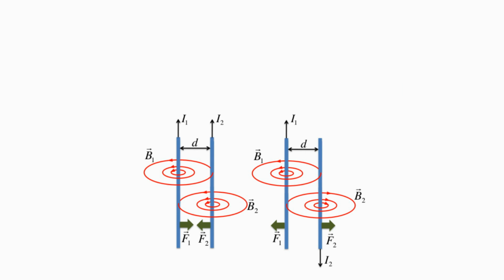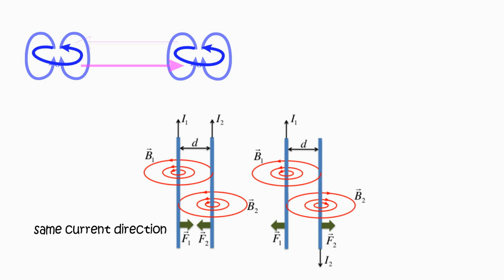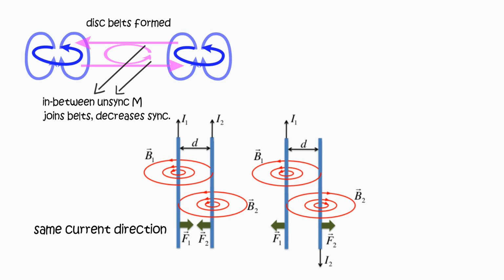Two conductors parallel to each other carry electrons traveling in the same direction. Belts are created between the two conductors, acting like a rubber band, pulling both conductors closer. In-between interfering trajectories join the belts, decreasing synchronized momentum, pulling denser synchronized momentum nearer.